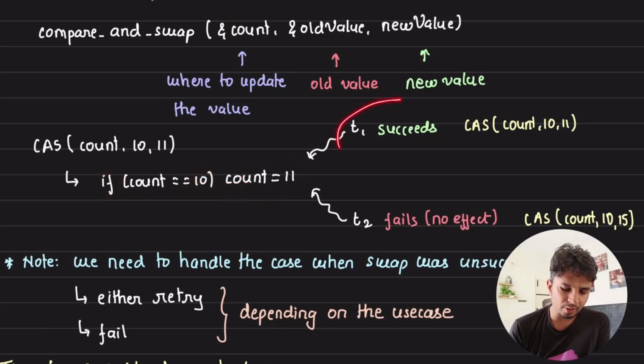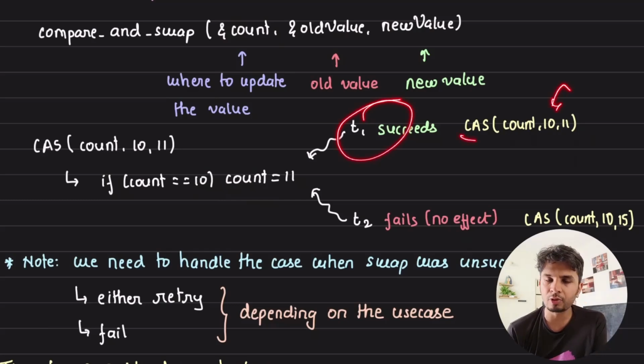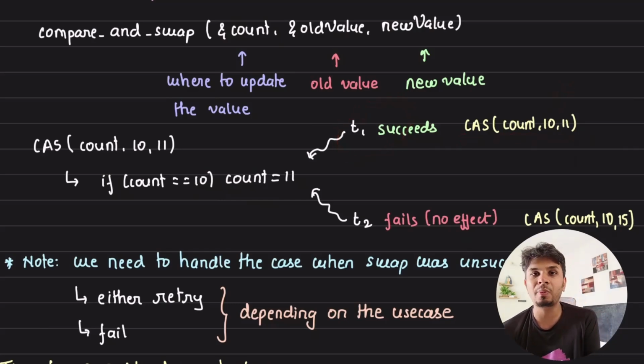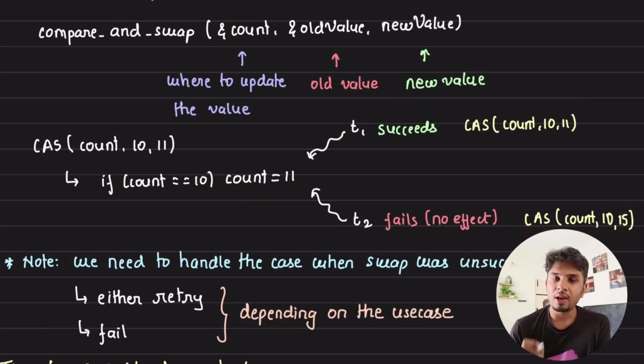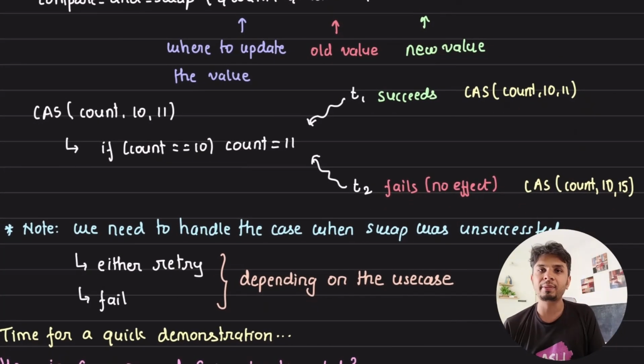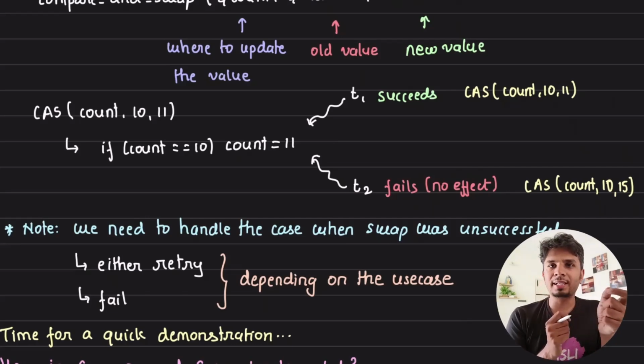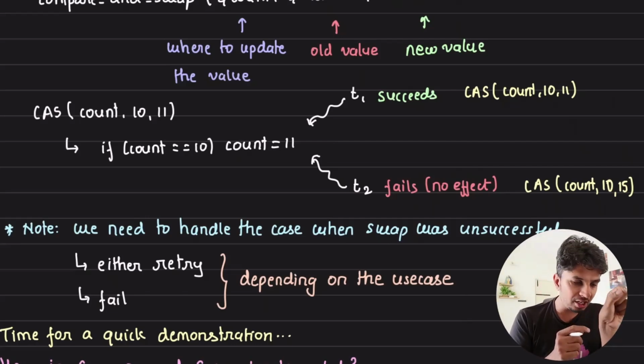Now, similarly, if you have two threads, one wants to set 11, it would fire compare and swap count, 10, 11. And another thread who wants to set it to 15 would do compare and swap count, 10, 15. If you look carefully, when these two threads execute at the exact same time, what would happen? One of them would succeed because the current value is 10.